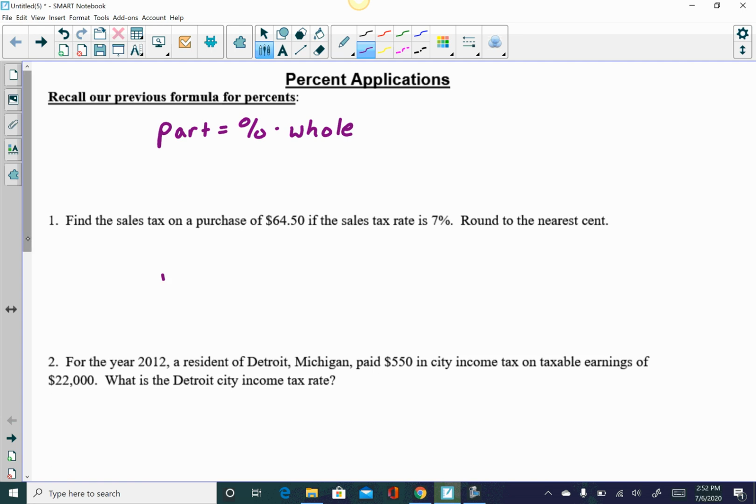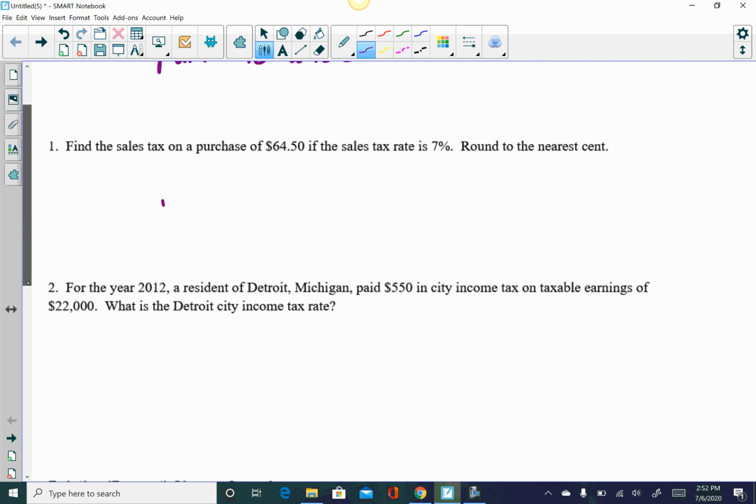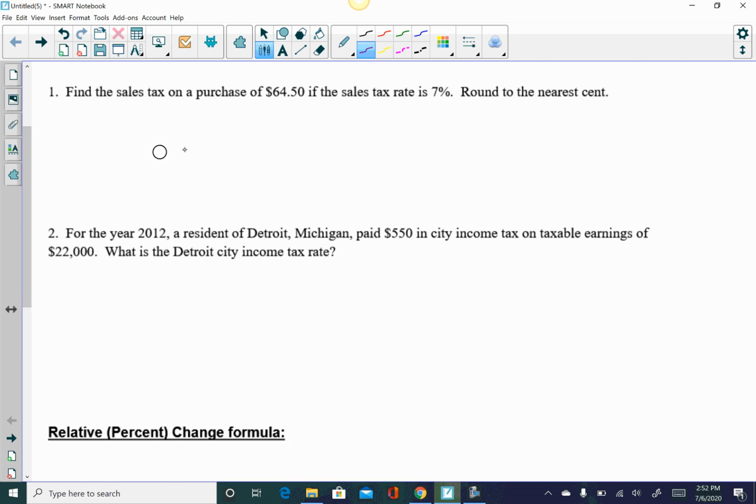Maybe I'll just go ahead and do the second one, for example. I'll do the second one with you, and then you've got another example of me using this formula. It says for the year 2012, a resident of Detroit, Michigan, paid $550 in city income tax on taxable earnings of $22,000. They want to know, what is the Detroit city income tax rate? So we know that we're trying to find a tax rate, so that's a percent here.